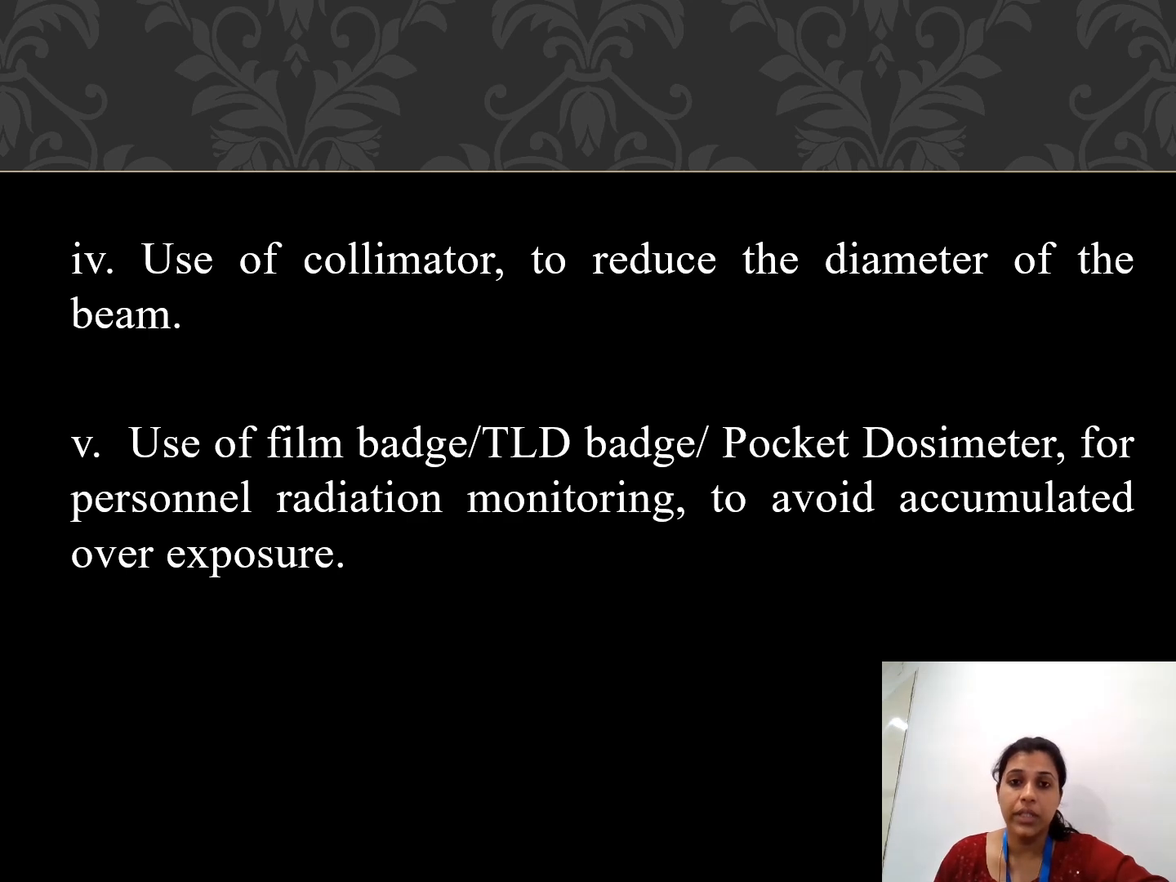And use of collimator. When we use a collimator, we can reduce the size and shape of the X-ray beam. If we reduce the size and shape of the X-ray beam, the volume of tissue irradiated is also reduced. And for monitoring this accumulated dose, we can use personal radiation monitoring devices such as film badge, TLD badge, or pocket dosimeter.